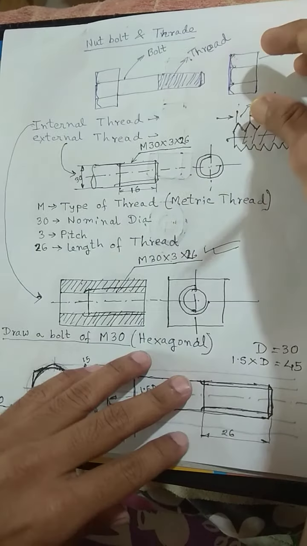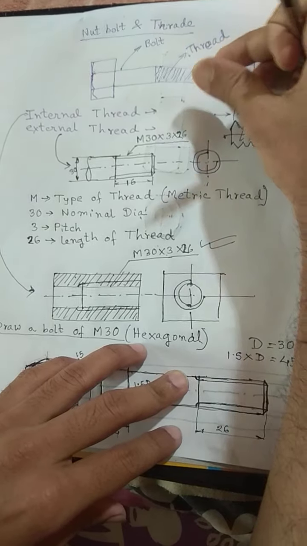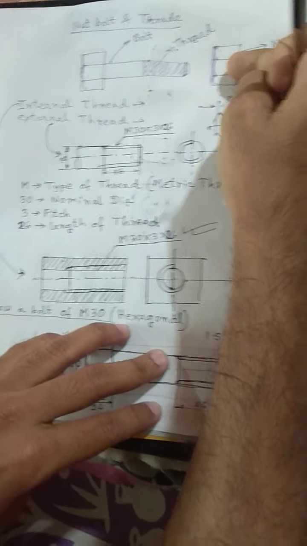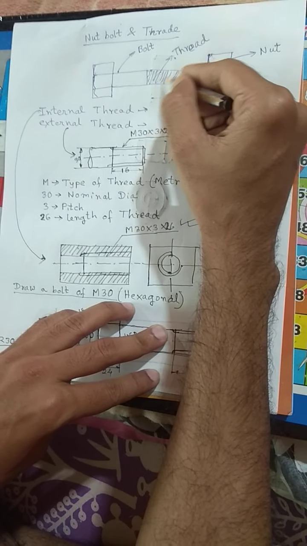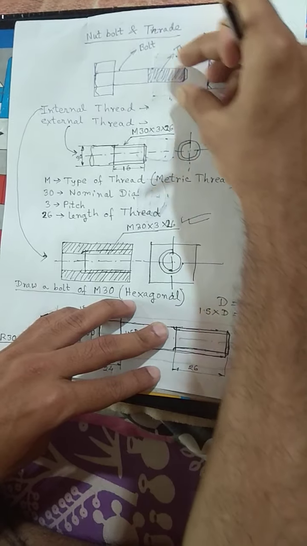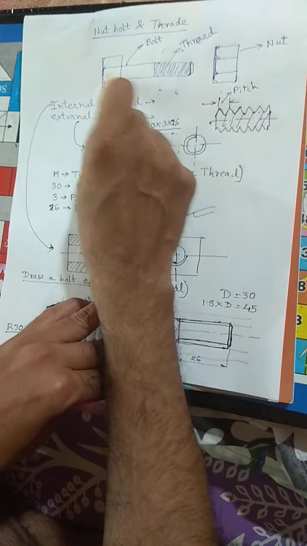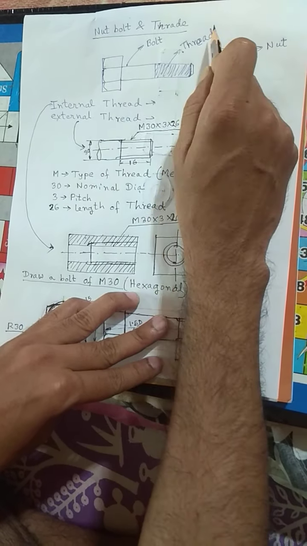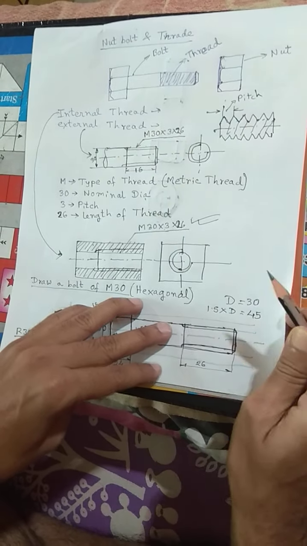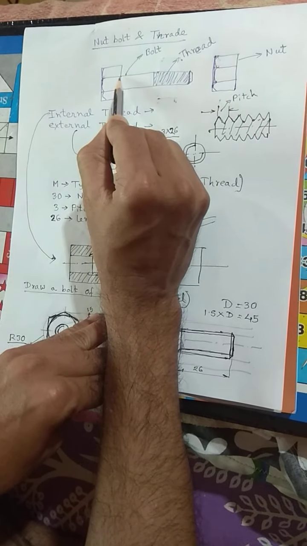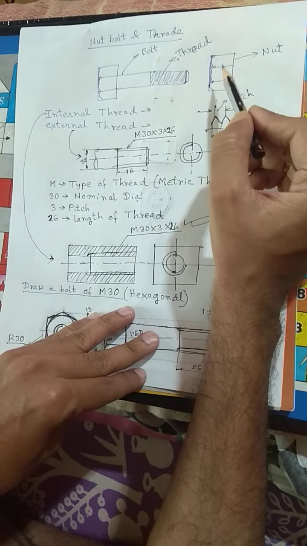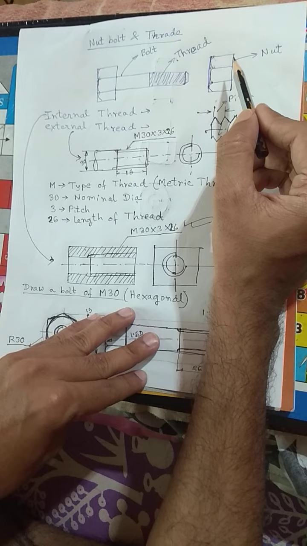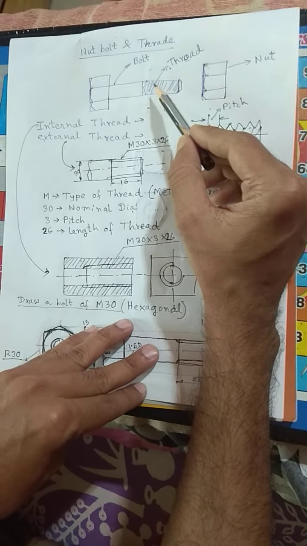When the nut is moving onto the bolt, the nut will make a forward movement through this thread. This is called the thread, and the nut moves along the thread. So this is the bolt, this is the nut and this is the thread. We have to draw these today. Basically we have to concentrate on drawing the bolt today, and in the next class we will discuss the nut. But first we have to know about the thread.